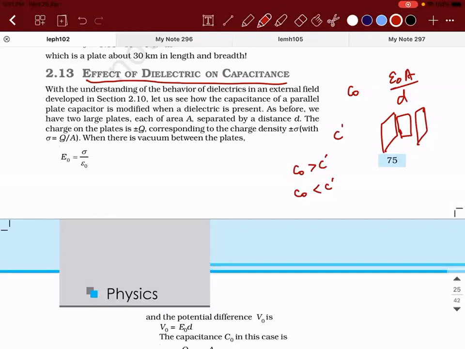C0 will be greater than C dash. That's what we expect, right? Why is it so? Because you're trying to put in a dielectric. That is why you think the capacitance will decrease. Is that right? Actually, that is wrong. The capacitance after putting a dielectric should increase.